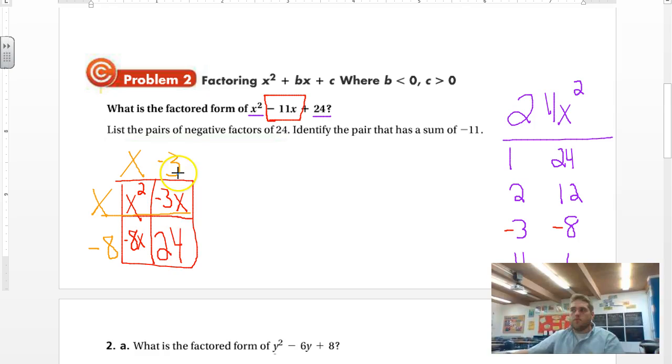Is negative 8 times negative 3 positive 24? It sure is. So my final answer, once again, can't leave it in the box, have to write it out. X minus 3, x minus 8.